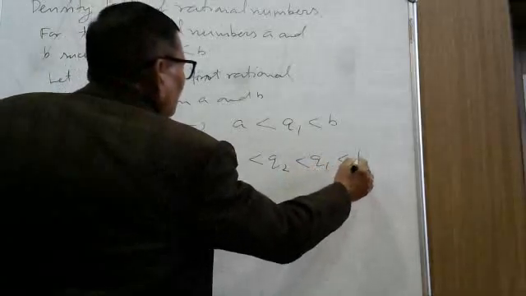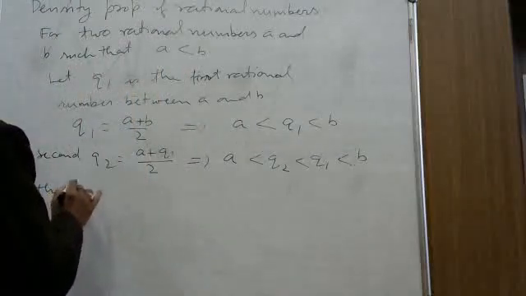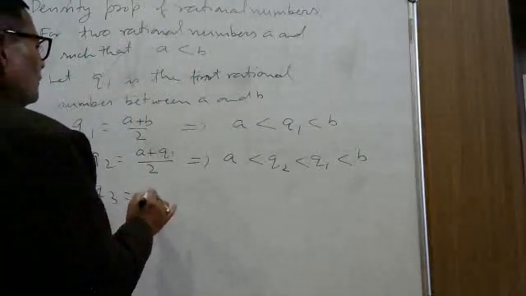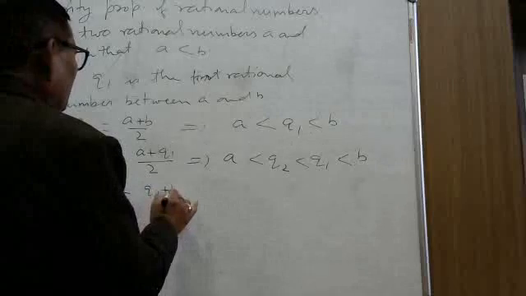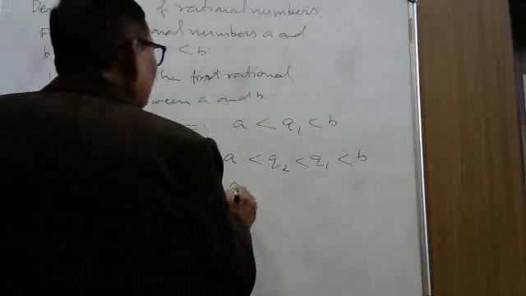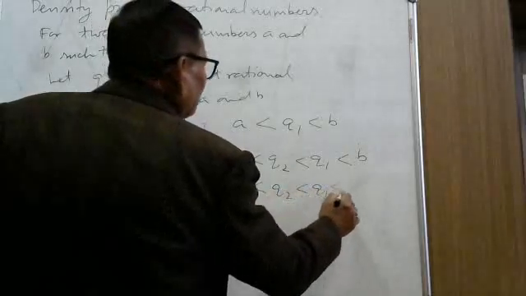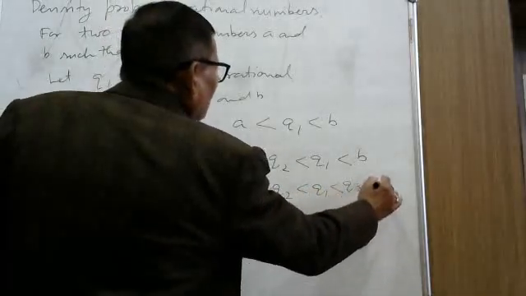Third, q3 is equal to q1 plus b by 2. This implies that a is less than q2 is less than q1 is less than q3 is less than b, and so on.